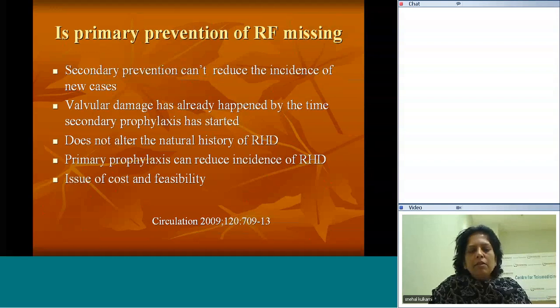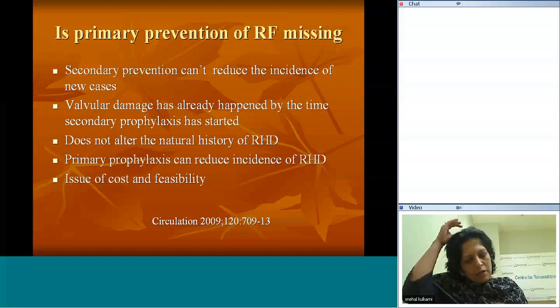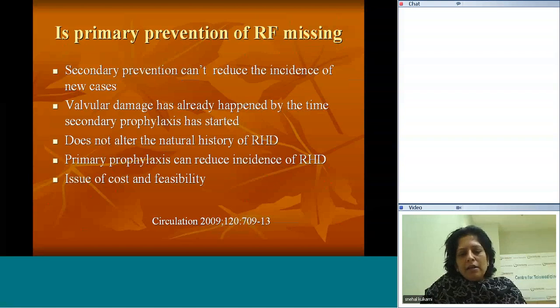Another very big debate is whether primary prevention of rheumatic fever is missing somewhere, and this is a recent article from Circulation. What they say is secondary prevention can't reduce the incidence of new cases. By the time we see the patient, they have already established heart disease, and then we are preventing the recurrence as secondary prevention, but we are not preventing the disease itself. Valvular damage has already happened by the time secondary prophylaxis is started, so by and large it does not alter the natural history of rheumatic heart disease.